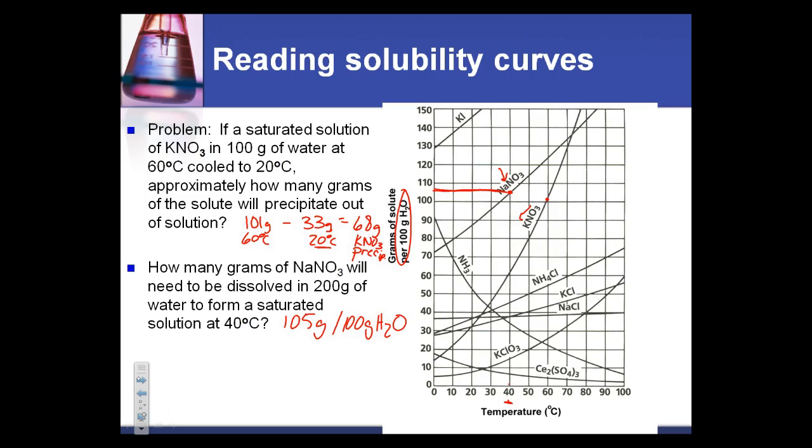So 105 grams can dissolve in 100 grams of water. So how much will dissolve in 200 grams of water? Double that. So 210 grams of sodium nitrate will dissolve in 200 grams of water.